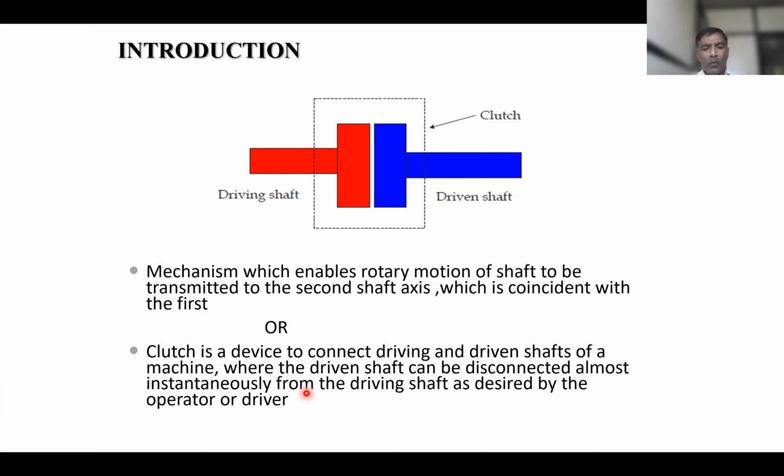The driven shaft can be disconnected almost instantaneously from the driving shaft as desired by the operator or the driver. So one mechanism is required to connect and disconnect power flow from the driving shaft to the driven shaft. That mechanism, that assembly, we are going to call a clutch.